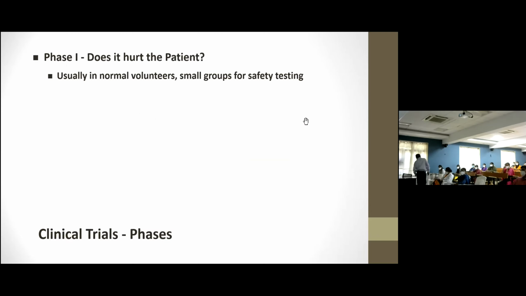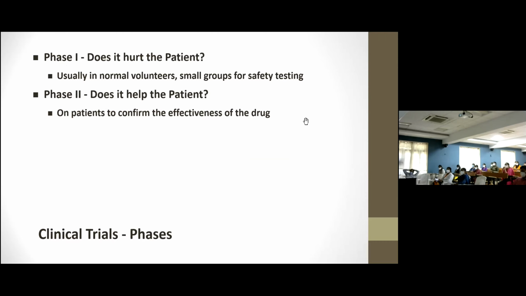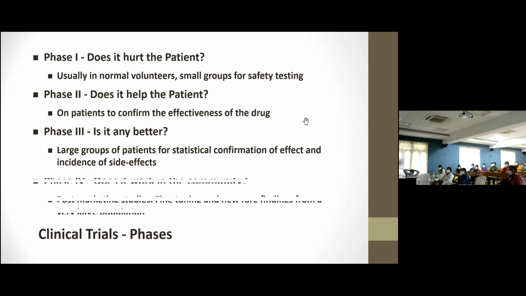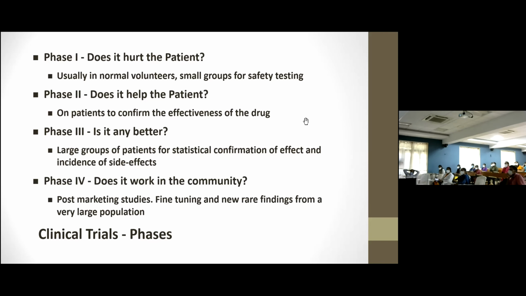Now, clinical trials will have phases. You will be hearing about the vaccine trials. In the third phase it has entered, second phase entered. Phase 1, usually normal volunteers, small group, safety testing. Phase 2, does it help patients, to confirm the effectiveness of a drug? Phase 3, is it any better in large groups, for statistical confirmation of the effect and side effects and all that. So most of the vaccine trials are in phase 3. Phase 4, does it really work in the community? That means the vaccine is already, let us say, given in the community. The post-marketing surveys or post-vaccine studies are all phase 4 trials. Most of our vaccine trials on COVID are in phase 3.